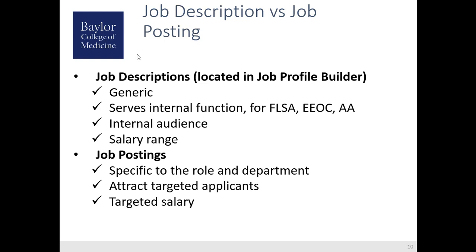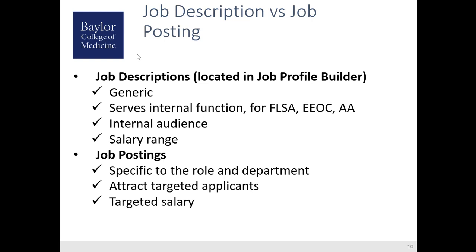Job descriptions versus job postings. So like I said, a job description is located in Job Profile Builder. That is managed by our compensation team. They're very generic. They serve an internal function, just a legal purpose, if you will. These are the minimum qualifications to be in that role.